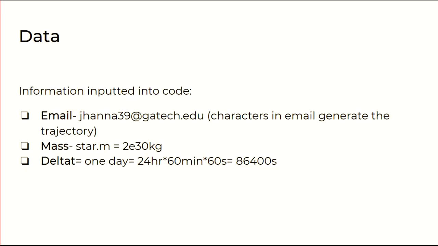There is some preliminary information that needs to be inputted into the code before we can get to the bulk of the code. This includes my email, which the code will take and use to analyze the characters in order to develop a unique trajectory of the star. The mass also needs to be put into the code, and the mass given is 2 times 10 to the 30 kilograms. And finally, delta T is set at 1 day, which translated into seconds equals 86,400 seconds.